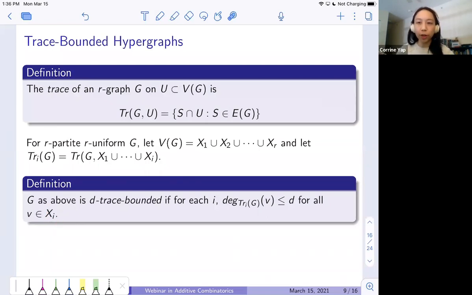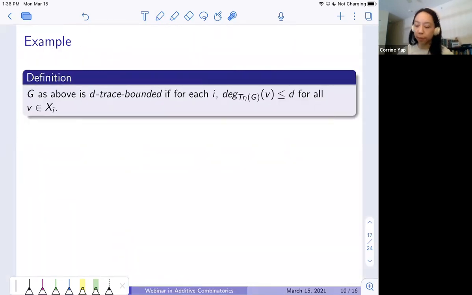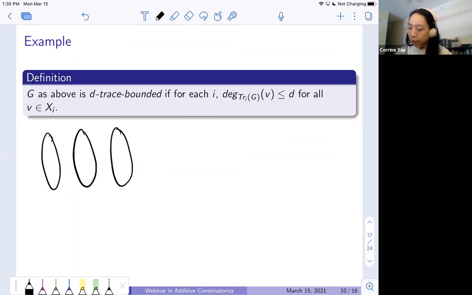So this is a little bit of a weird concept to think about, so I think I should just draw an example and hopefully it'll be clear from there. And again, let me draw R equals 3, since that's the nicest non-trivial example. And I'll label my parts a little bit backwards from what you might want me to label them, and you'll see why. So let's say that this is my G. And what does it mean for G to be D trace bounded? Well, I want to look at each i. So let's first start with i equals 3.